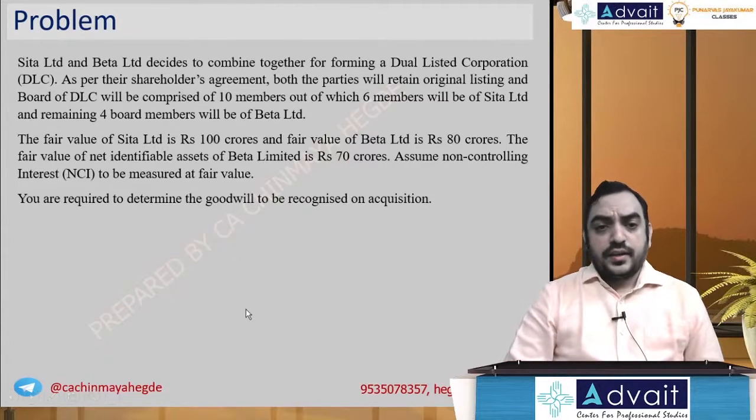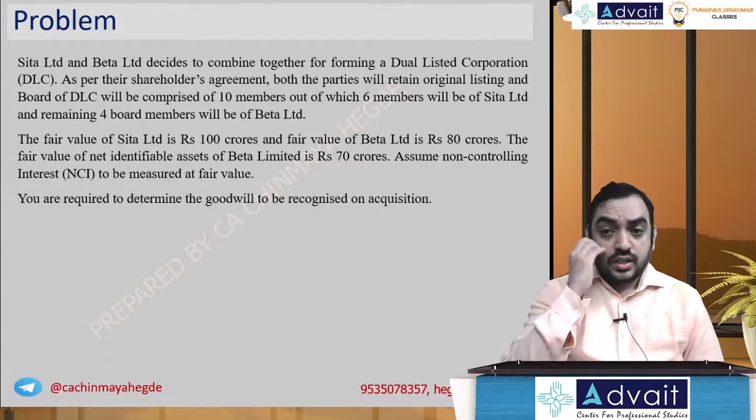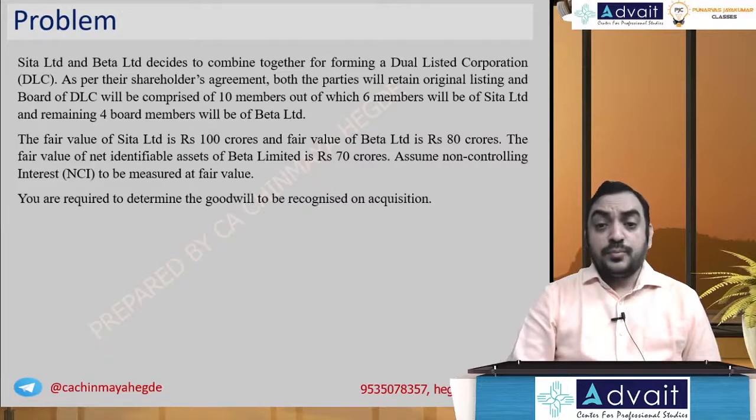Sita Limited and Beta Limited decide to combine together to form a dual listed corporation, DLC. As per the shareholders agreement, both the parties will retain their original listing, and the board of DLC will be comprised of 10 members, out of which 6 members will be of Sita Limited and the remaining 4 members will be of Beta Limited.